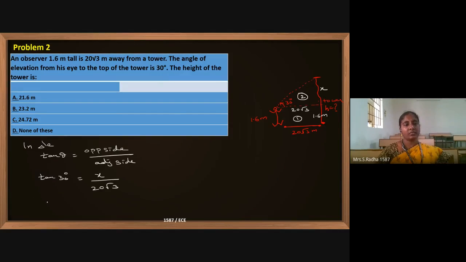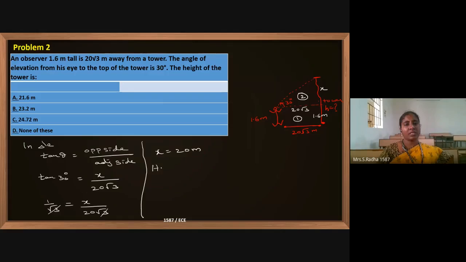Tan 30 degrees value is 1 by root 3, and it is equal to x by 20 root 3. So root 3 gets cancelled, and the x value is nothing but 20 meters. Everywhere the distance or the height is given in meters, so this x value is also in meters.